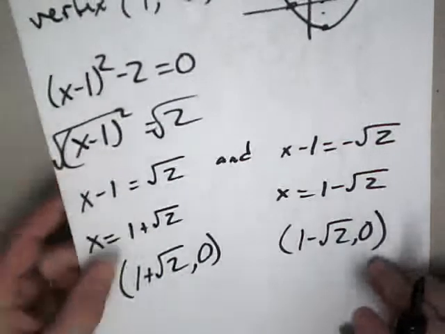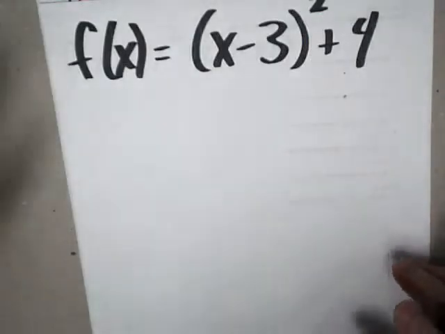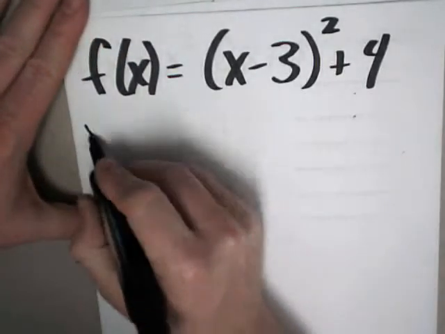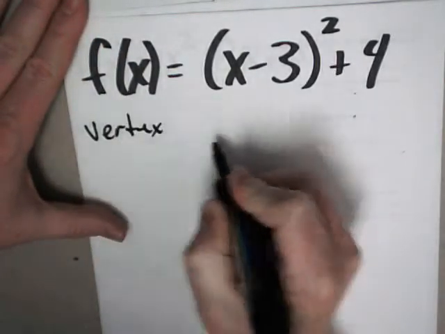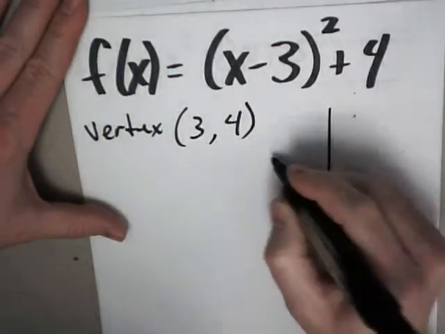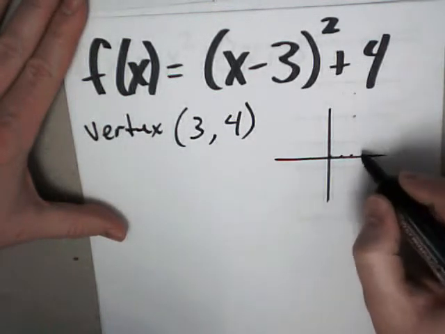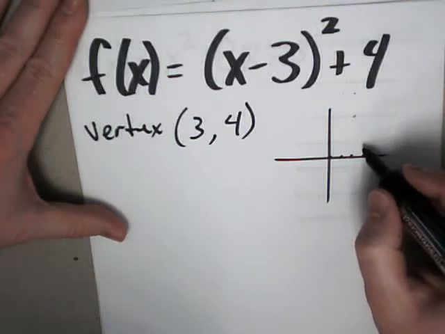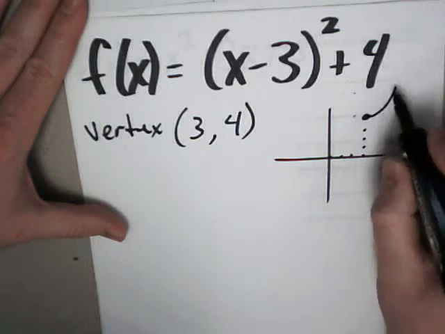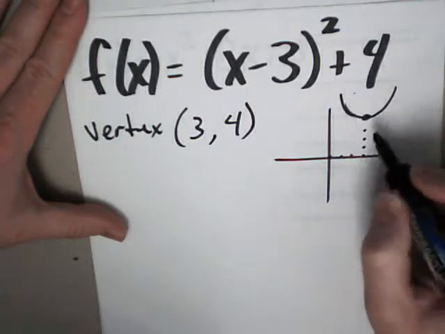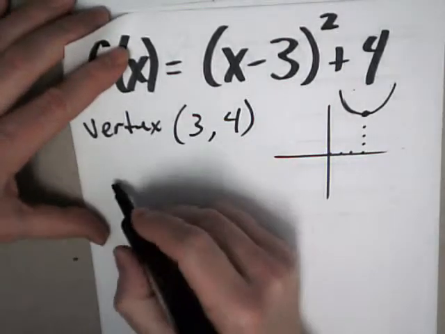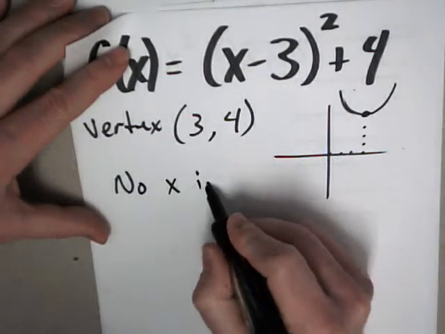Okay? I'll go through this fast because it's a video. You can always pause it and go back and forth. Let's do one that's a little bit nicer. The vertex of this one would be 3, 4. So if I graph that real quick, over 3, up 4, and it opens upward. Well, it doesn't hit the x-axis. It didn't hit the x-axis, so there are no x-intercepts.